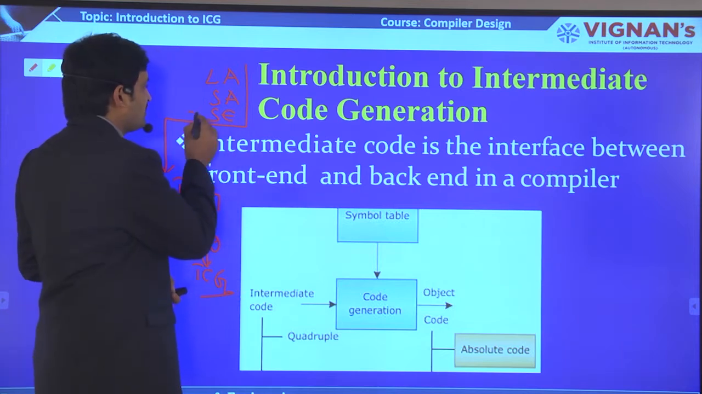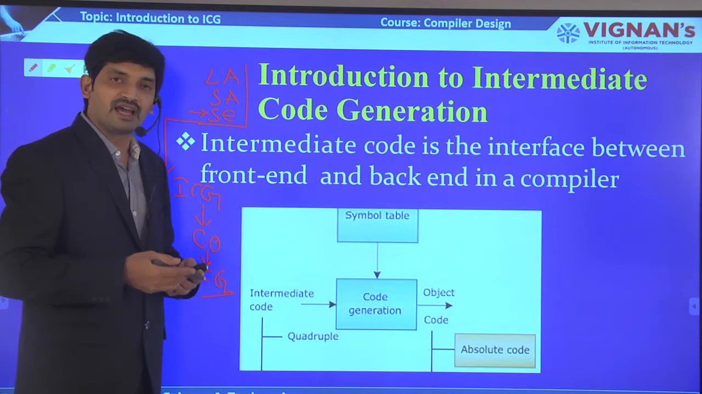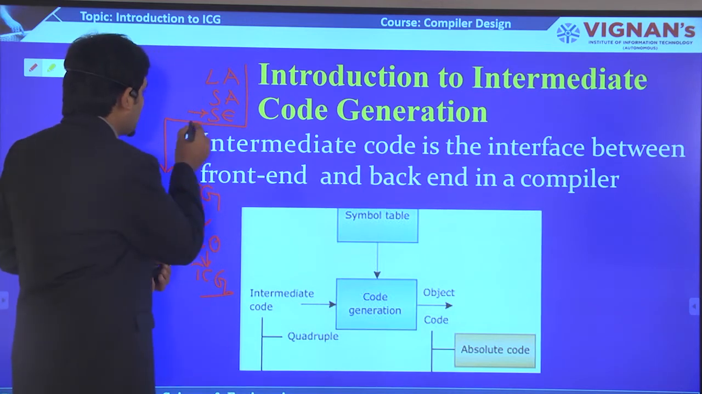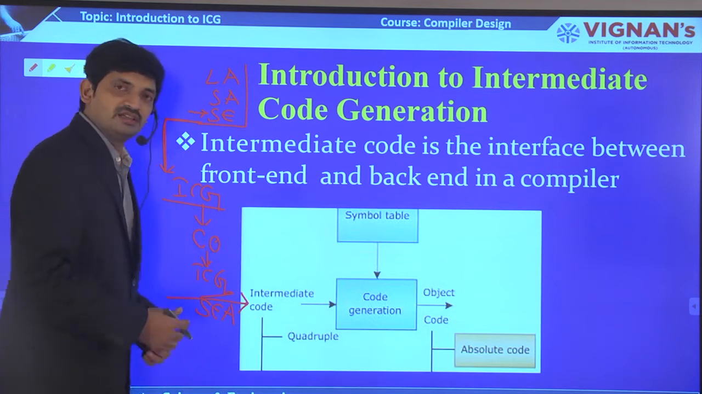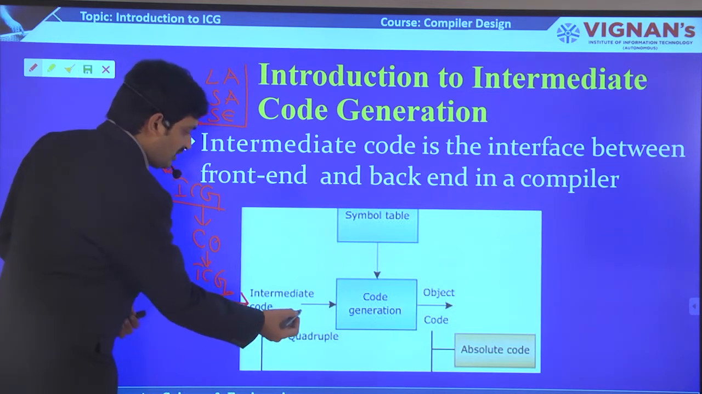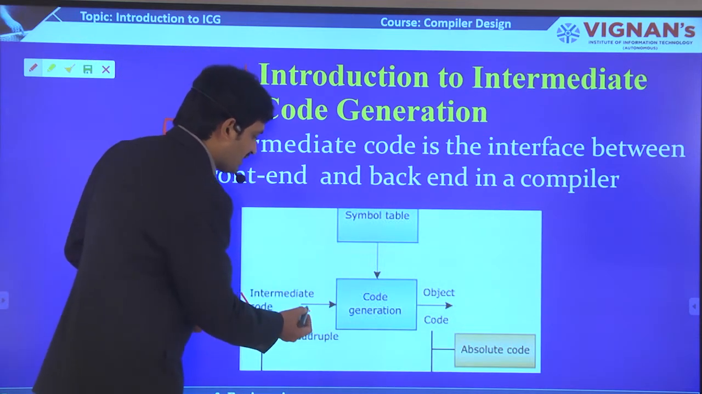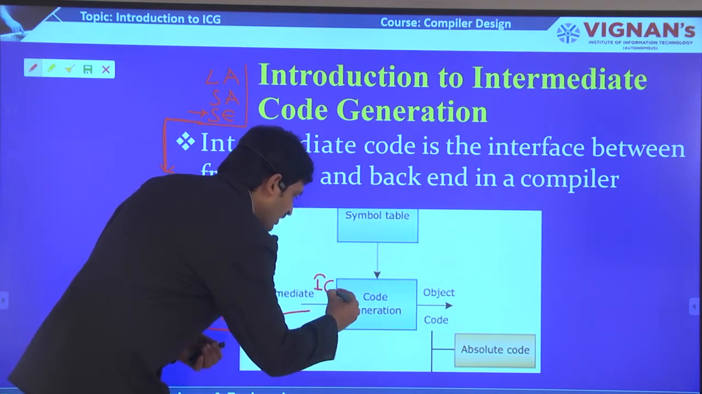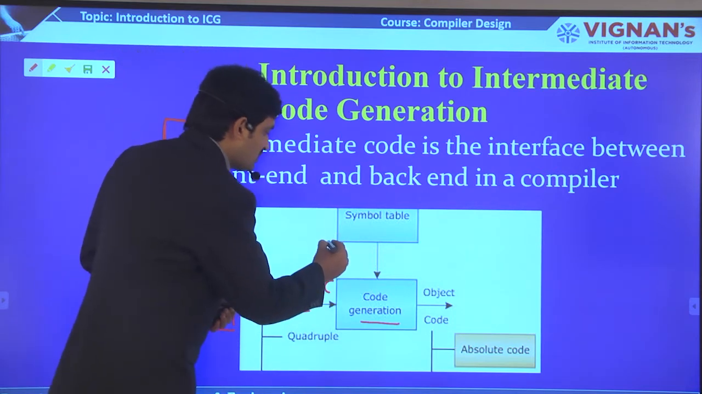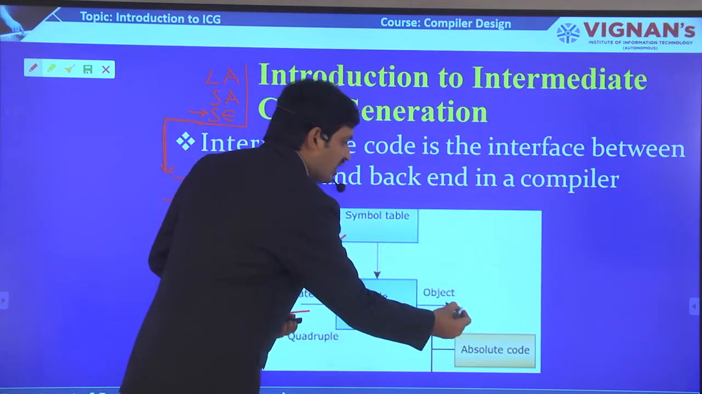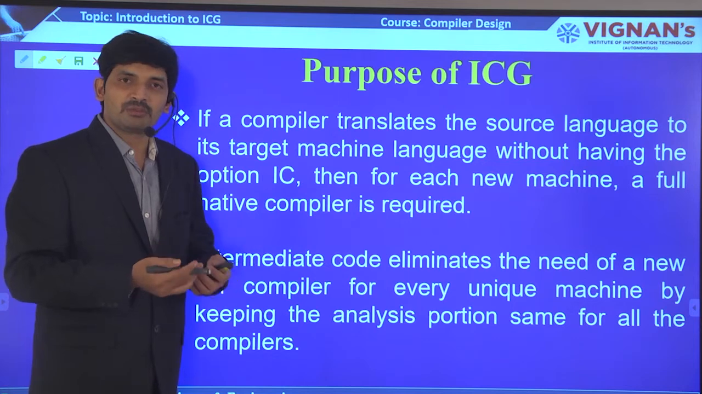After this ICG, the code is given to the code optimization phase, then it is given to the target code generation. After attaching the semantic actions to the given grammar, the SDT is generated or the annotated parse tree is generated, then it is given as input to the intermediate code generation, which can generate the intermediate code. Here, the input is given to the intermediate code generator from the semantic analysis phase, and it generates the intermediate code, termed as IC, which is given as input to the code generation. Of course, by using the symbol table, it is going to generate the object code or the absolute code.